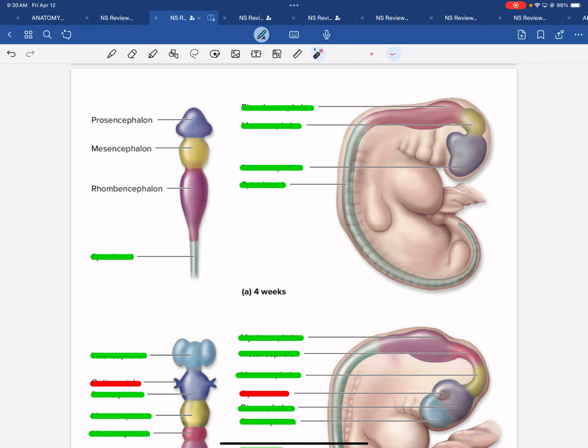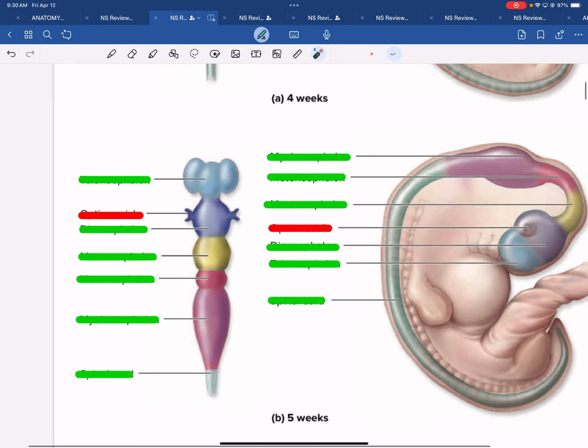Rhombencephalon. Good. Yeah, the other names for these are the forebrain, midbrain, hindbrain, and then what is this? Spinal cord. Good. Let's do it again. Here. Oh no, this is the rhombencephalon. Good. Mesencephalon. Here. Prosencephalon. Here. Spinal cord. Good.